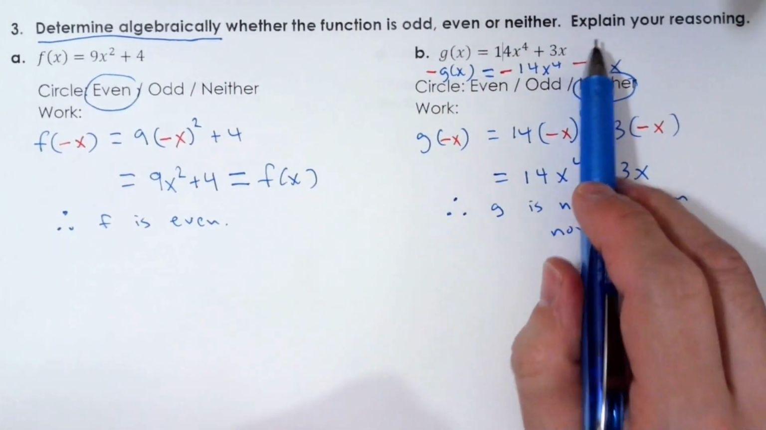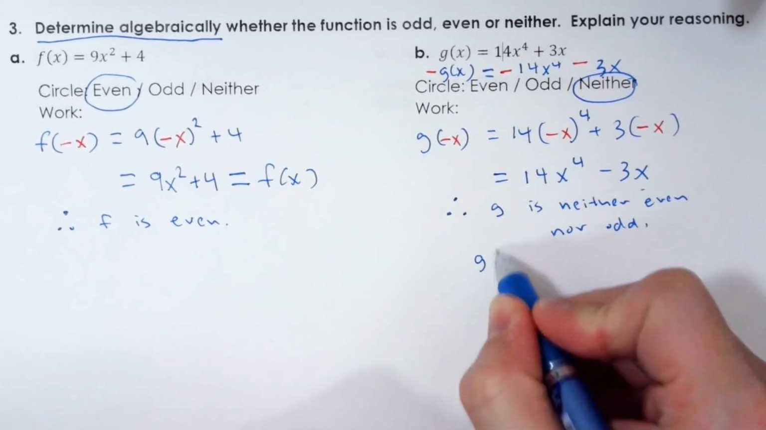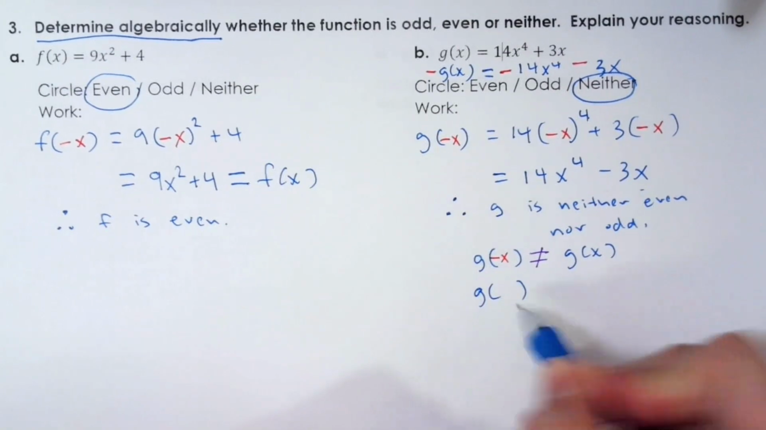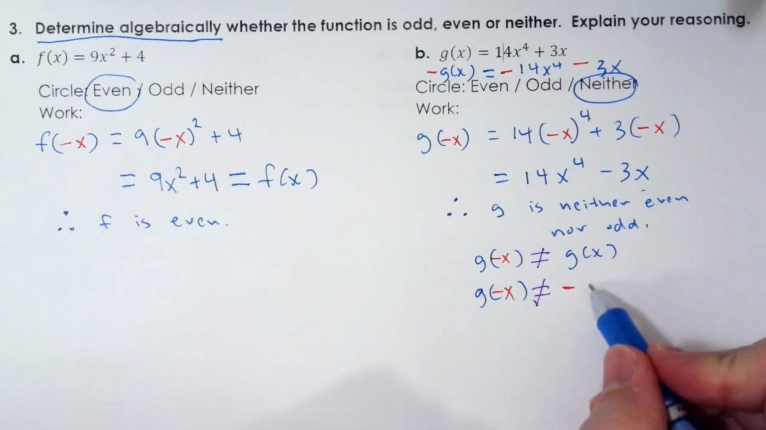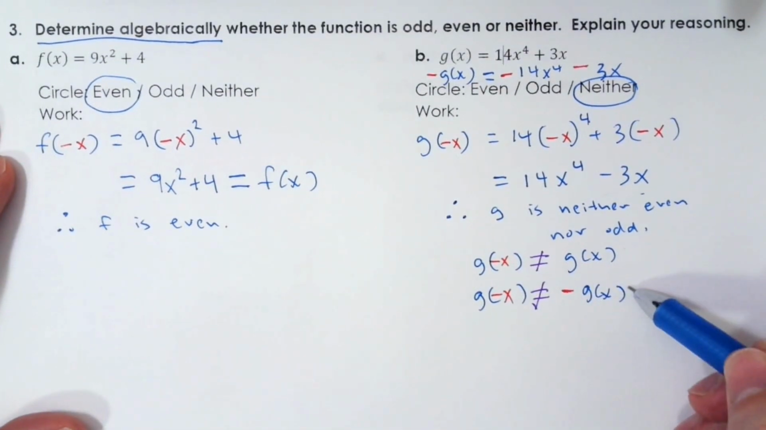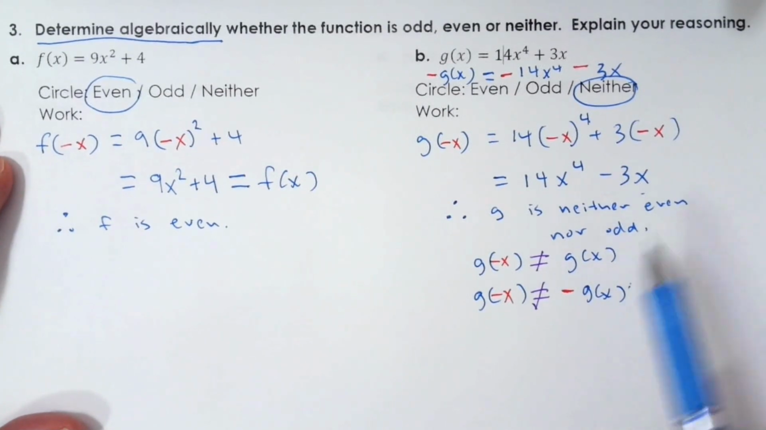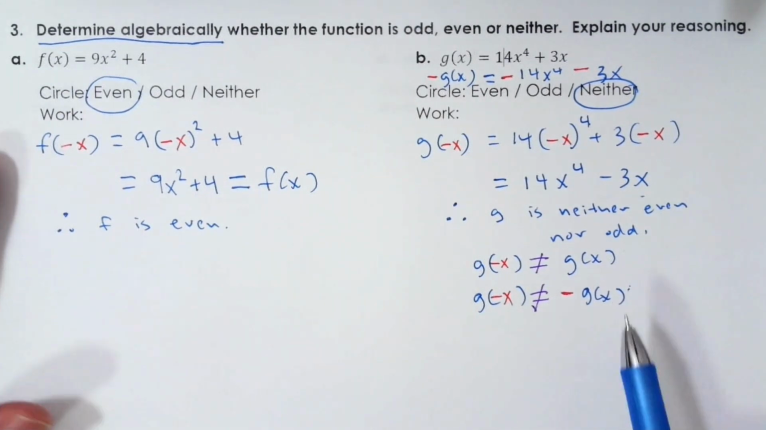Now, if you wanted to show additional explanation, this really covers it, but you could actually say g of negative x was not equal to the original function, and g of negative x was also not equal to the opposite of the original function. These two statements are the mathematical justification for why g is neither even nor odd. If this was equal, g would be an even function. If this was equal, g would be an odd function.